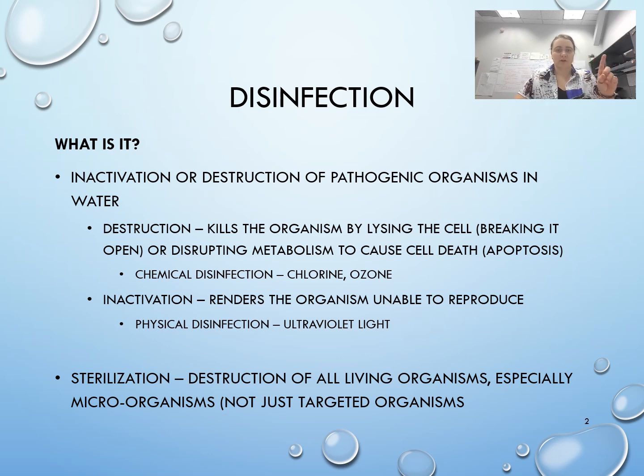When we talk about disinfection, there are two different ways of doing it. There's what we call destruction, and there's what we call inactivation. Destruction is going to kill the organism by either lysing the cell or disrupting metabolism to cause cell death. Lysing the cell means the chemical comes into the cell and breaks it open. Disrupting chemical processes in the cell can eventually lead to cell death as well. Generally, destruction happens through chemical disinfection, so we apply something like chlorine or ozone.